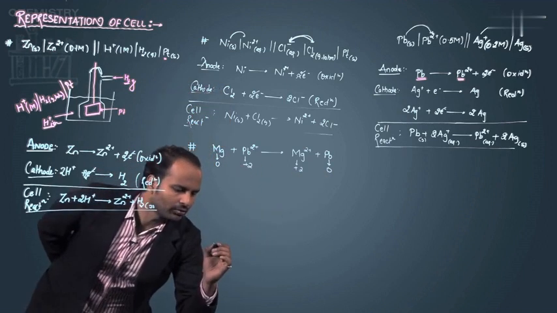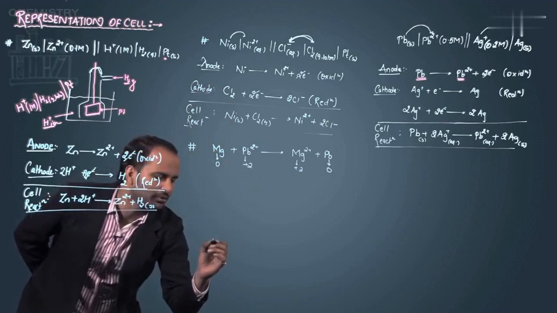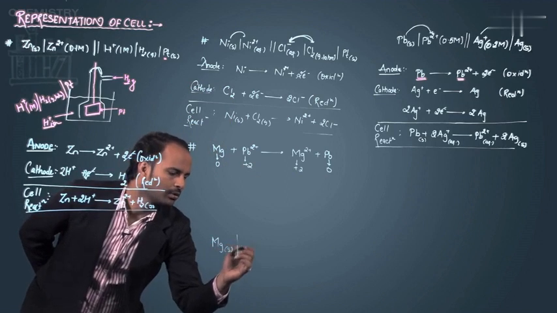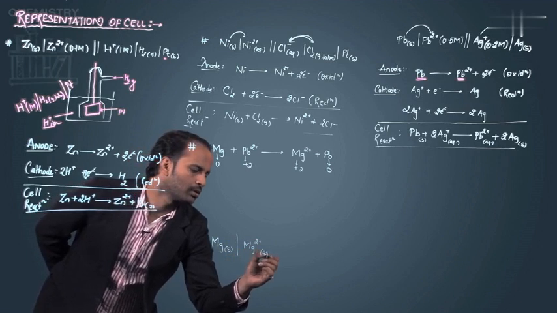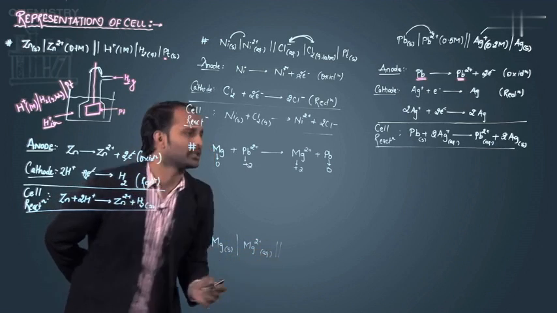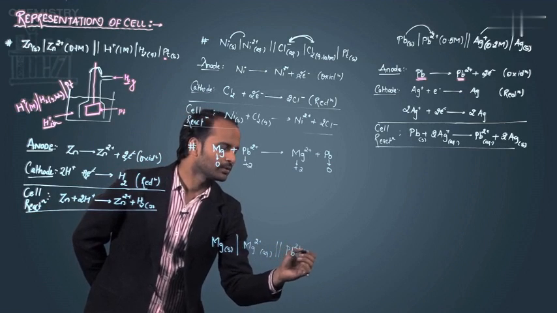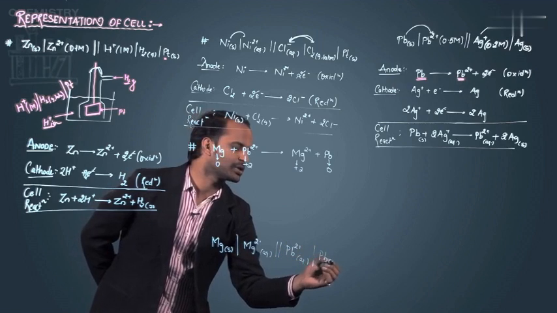So while writing, anode will be written first with the electrode. Magnesium is the electrode and Mg2 plus is an ion. So how will it be written? Mg in solid state, Mg2 plus in aqueous state, then salt bridge, and the cathode is lead. So Pb2 plus in aqueous state and then Pb, which is in solid state.